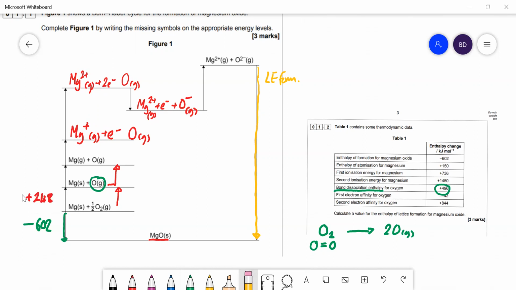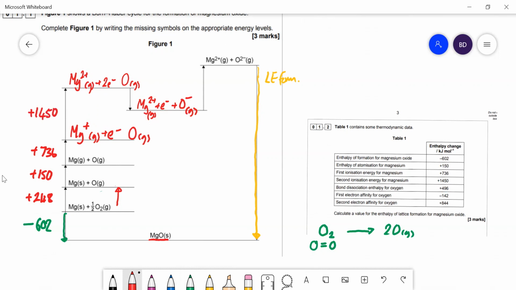All right. Now the next thing we're doing is atomizing the magnesium. That's just 1 mole of magnesium, which is fairly straightforward, so that's 150 for that one. And the first ionization energy of magnesium is going to be plus 736, endothermic. The second ionization energy is quite a lot bigger, it's 1450.